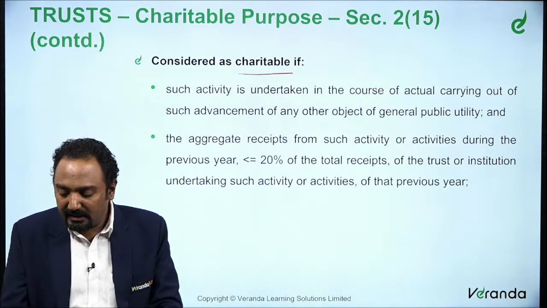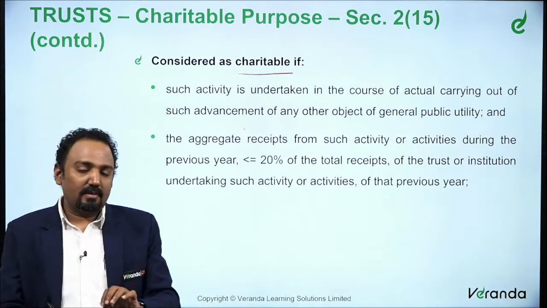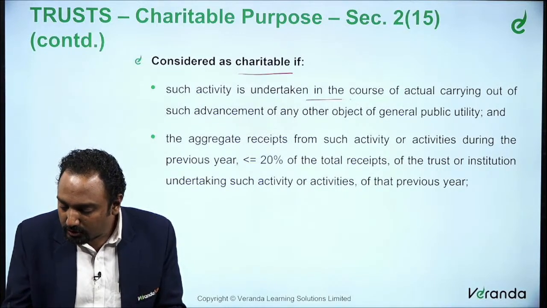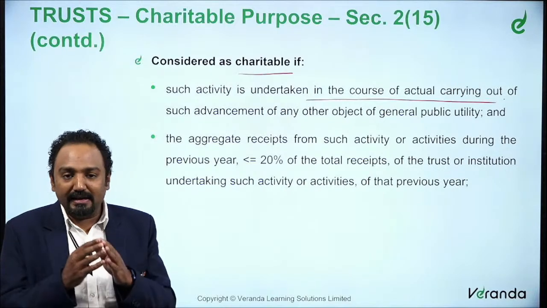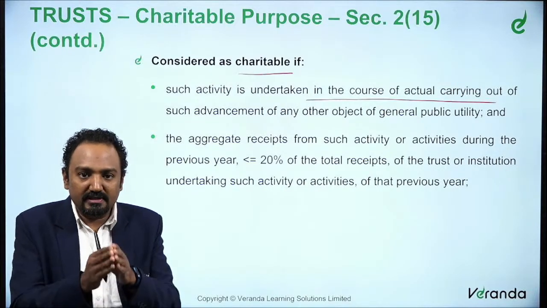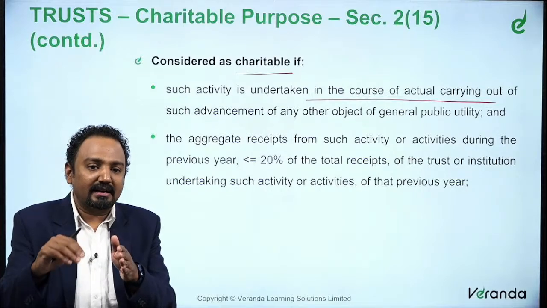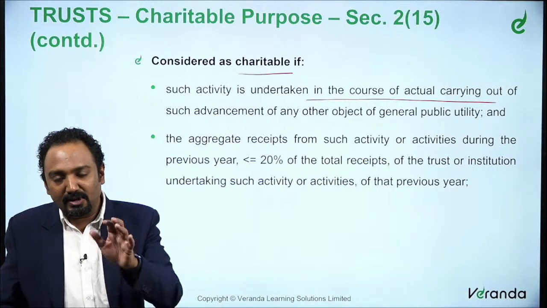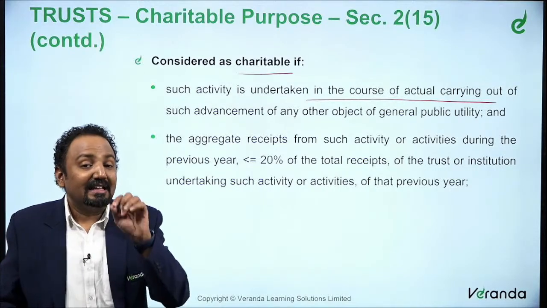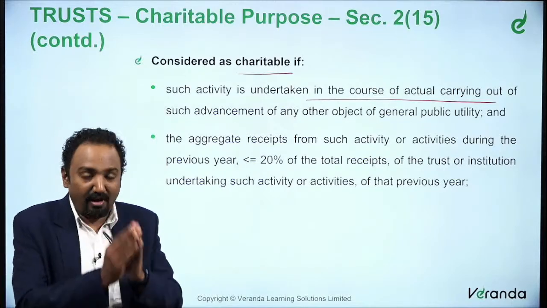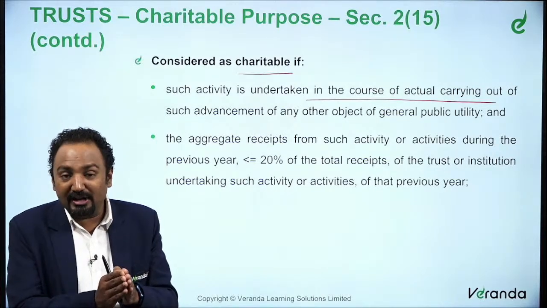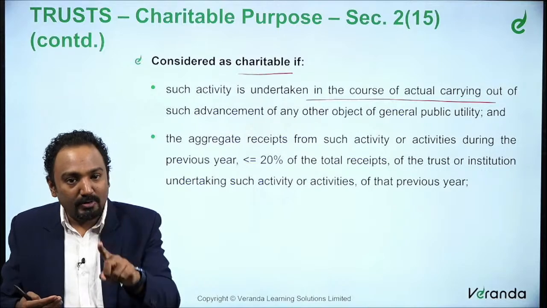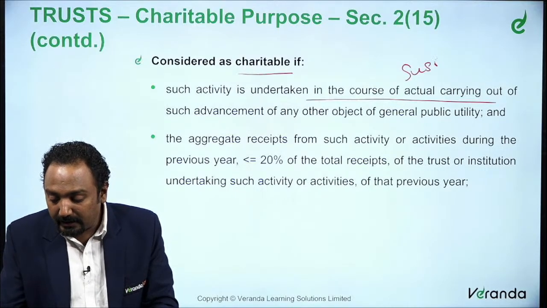The limit is basically, yes, I am dealing in trade, commerce, business, but it is in the course of actually carrying out my advancement. I need to do a service. To support that service, I need to do an activity which can be categorized as trade, commerce, business. In that case, don't classify it as trade, commerce, business, because the purpose is not trade, commerce, business. The purpose is advancement of another object of general public utility, and to support that I am doing a particular activity. So, it is a support activity. The trade, commerce, business is a support activity.